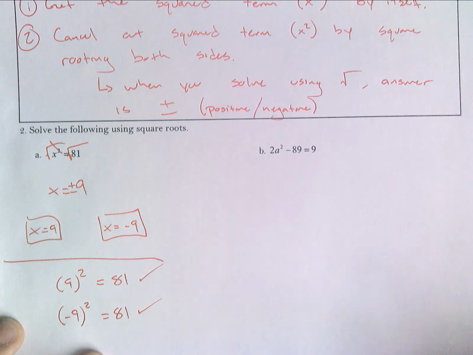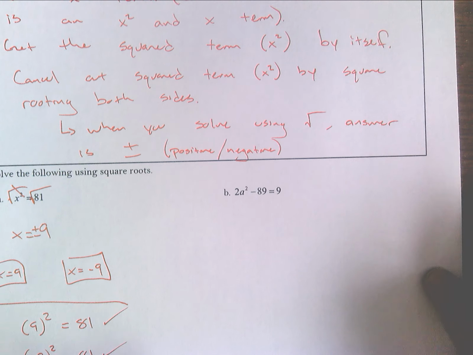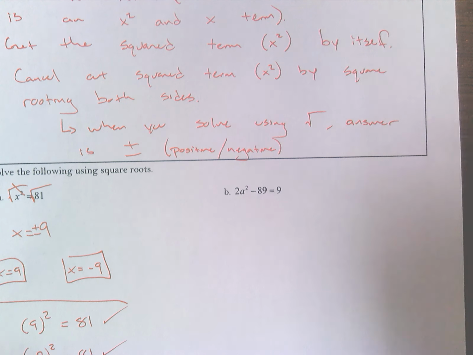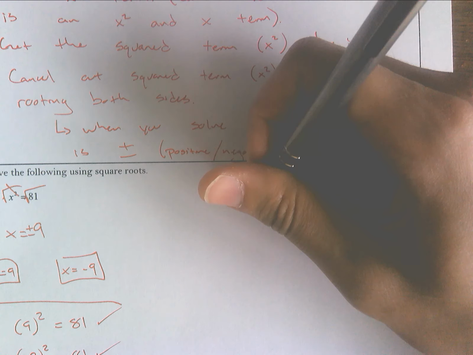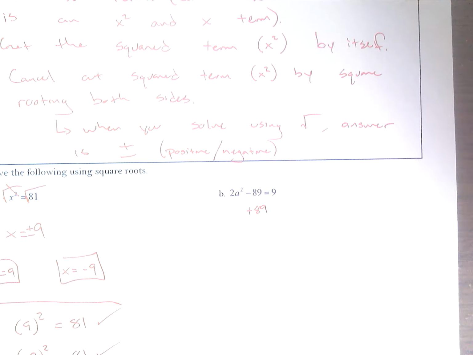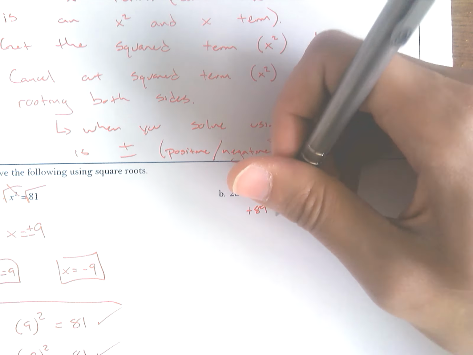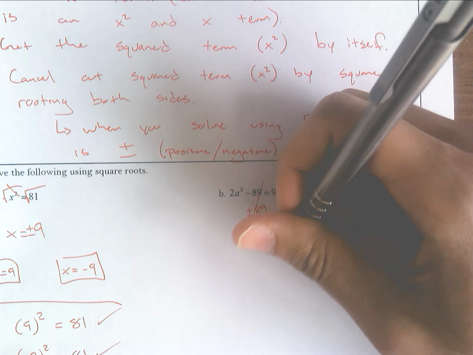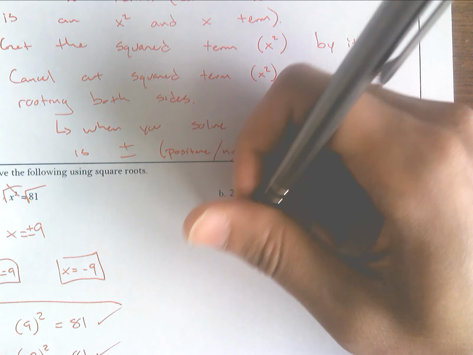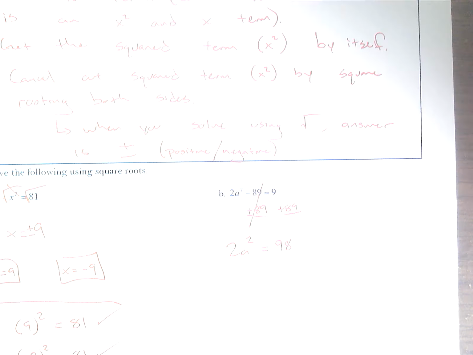Let's try one more. So here we have 2a squared minus 89 equals 9. Step 1 is to get the squared term by itself. So we're looking at the a squared. To get it by itself, the first thing that we have to do is add 89 to both sides. Well, 9 plus 89 gives us 98. So we've got 2a squared equals 98.